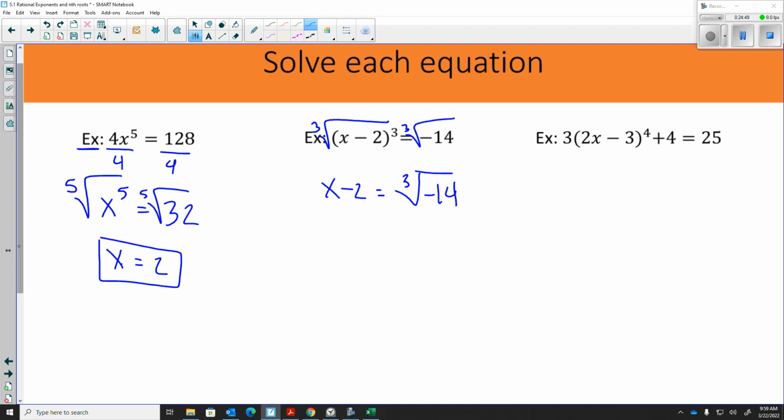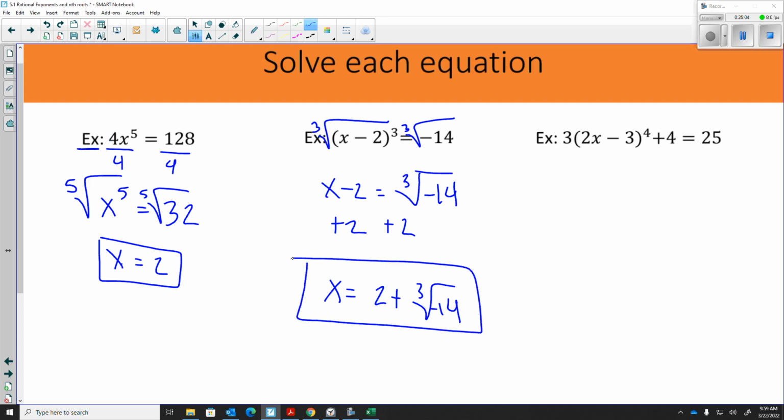Am I done? What do you still need to do? Add 2. So that's x equals 2 plus the cube root of negative 14. Because remember, radicals always go at the end. Okay. Feeling all right? Questions at all?